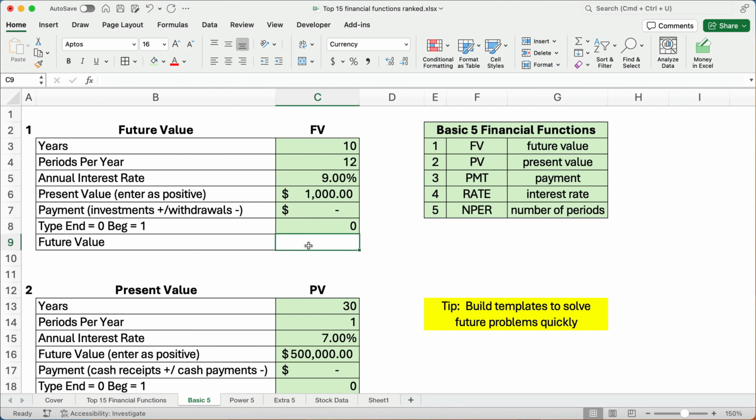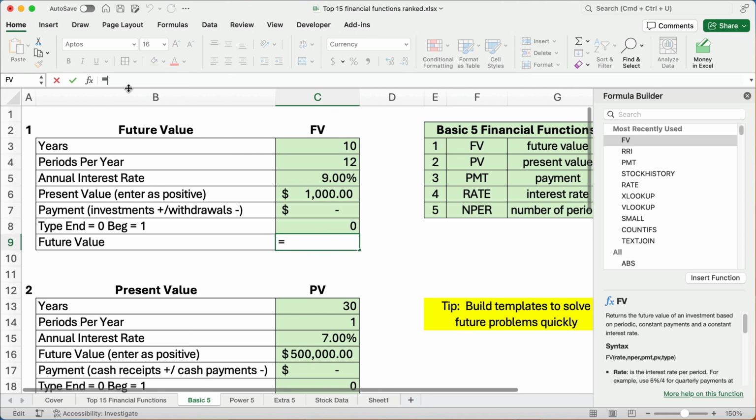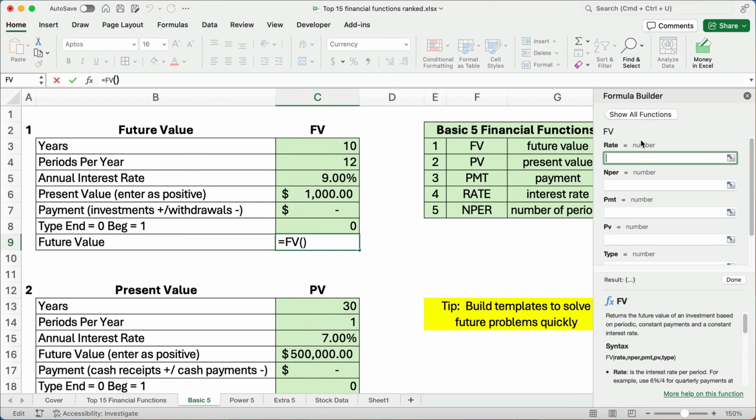Now, I encourage you when you get started with Excel to use the formula builder, and up here on the formula bar, you see the FX for function. We can search for FV, and FV is future value. So I need to know the rate. The annual rate is 9%.